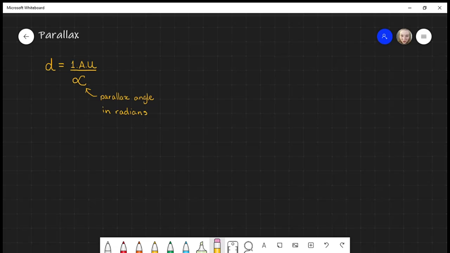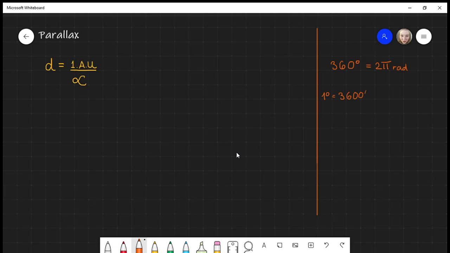We already know that this angle is in radians, however, it's measured in arcseconds, so we do need to find a relationship between radians and arcseconds. A circle has 360 degrees, or in radians, 2 pi radians. Since we already know a relationship between arcseconds and degrees, if we can express radians in terms of degrees, we can times it by 3,600 arcseconds, and then we'll have an expression relating radians and arcseconds.